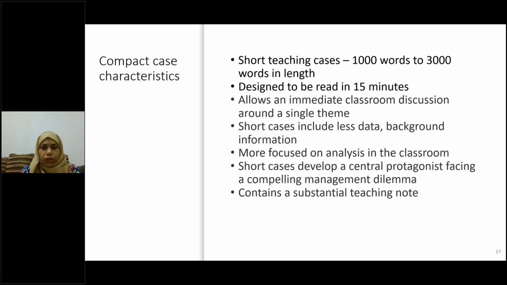Moreover, it is focused on analyzing in the classroom, and a short case develops a central protagonist facing a compelling management dilemma, and it contains a substantial teaching note. So you can see that it is also followed by a teaching note. A short case doesn't mean that we don't need to put effort into the teaching guide. Now, of course, we have to.